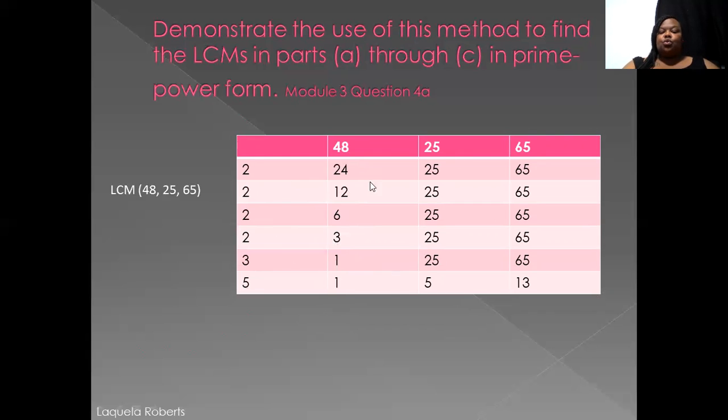25 and 2, they won't go, so you just bring the 25 down. 25 and 3, it won't go, so you bring the 25 down again. 25 divided by 5 gives you 5. Same over here with 65. You bring it down because it won't go into 2 or 3. It'll go into 5, which gives you 13. So our prime factorization there will be 2 to the 4th times 3 to the first times 5 to the second times 13 to the first.